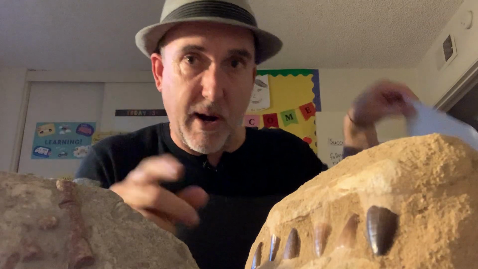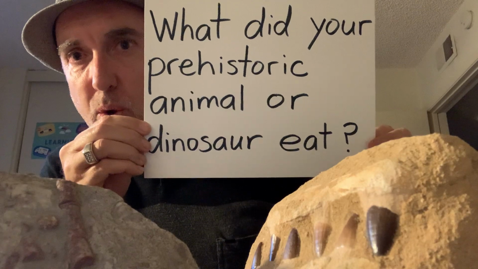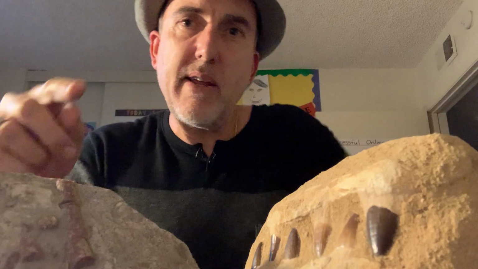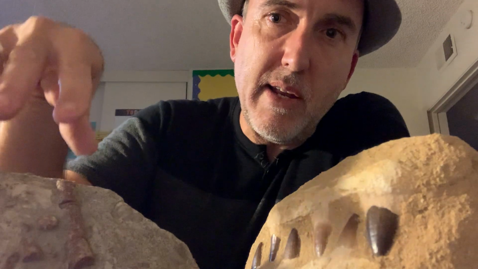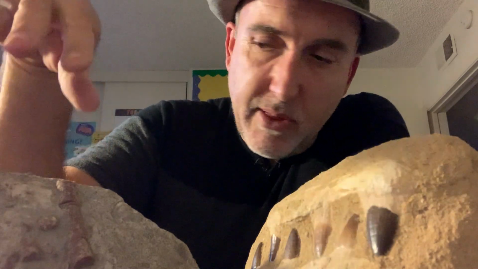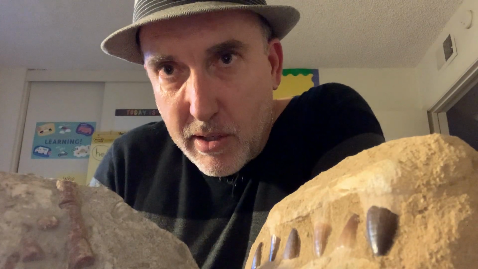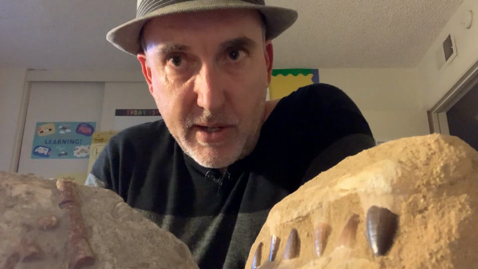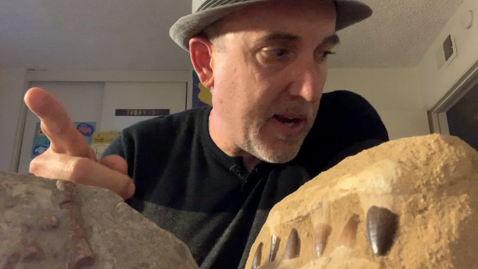We gotta have a what question, right? What did your prehistoric animal or dinosaur eat? What did it eat? Was it a meat eater, like this dinosaur? Was it a filter feeder, like the sea lily? Or was it a plant eater? Was it a herbivore dinosaur? And try to figure out what it ate. What kind of plants did that dinosaur eat? What kind of animals did that dinosaur hunt? Research that. That is very interesting.